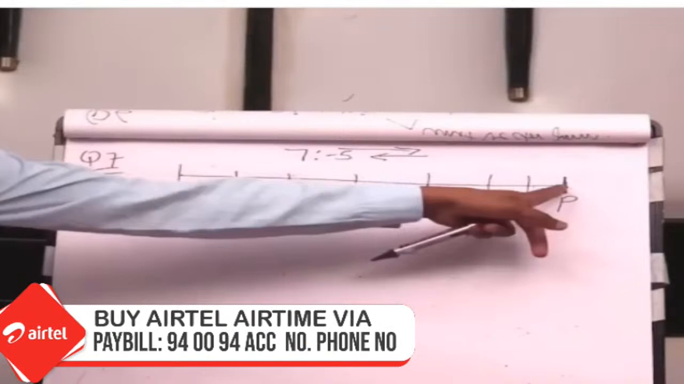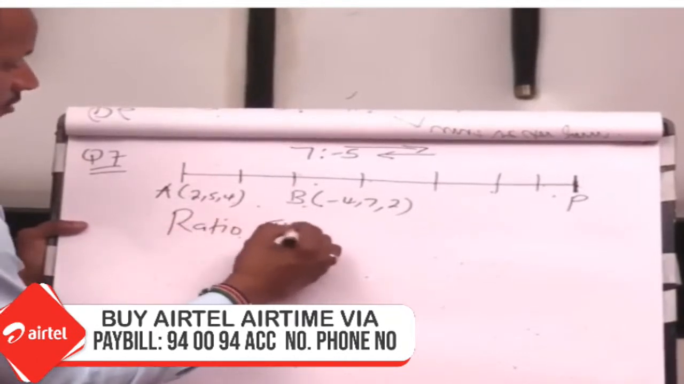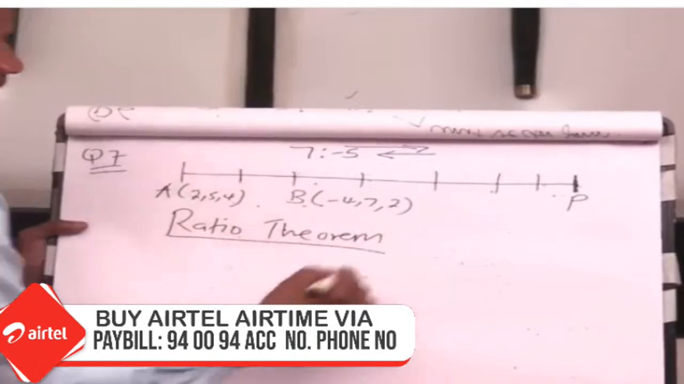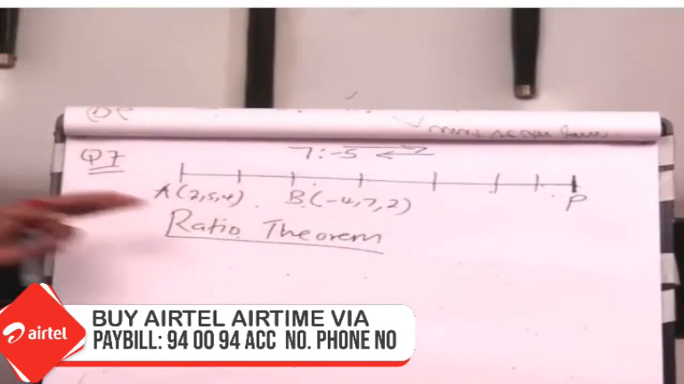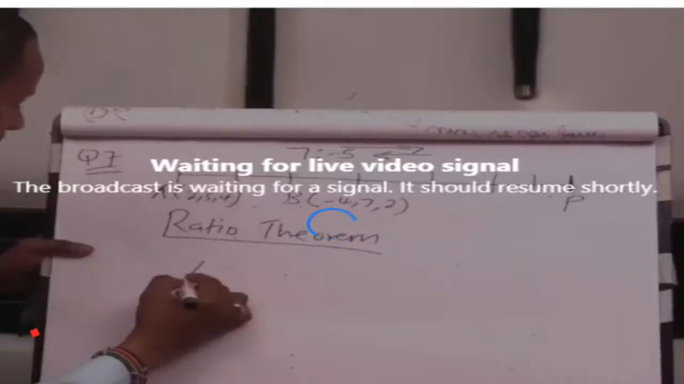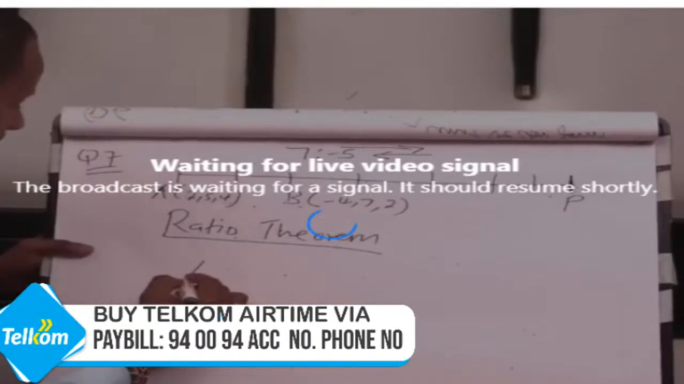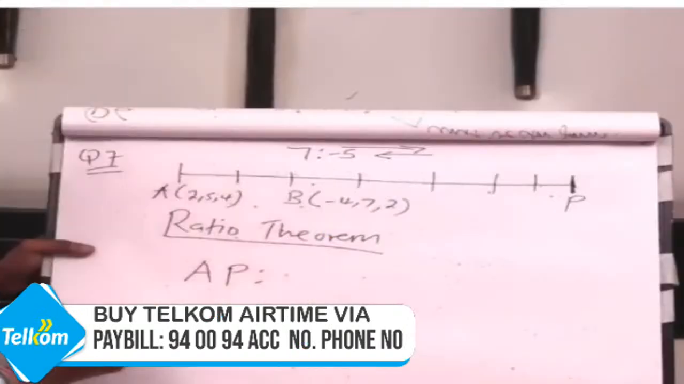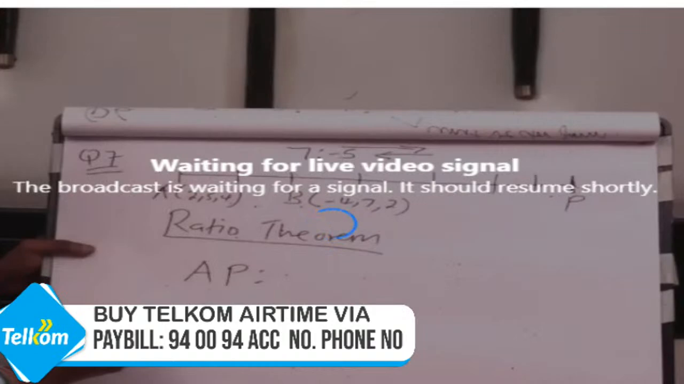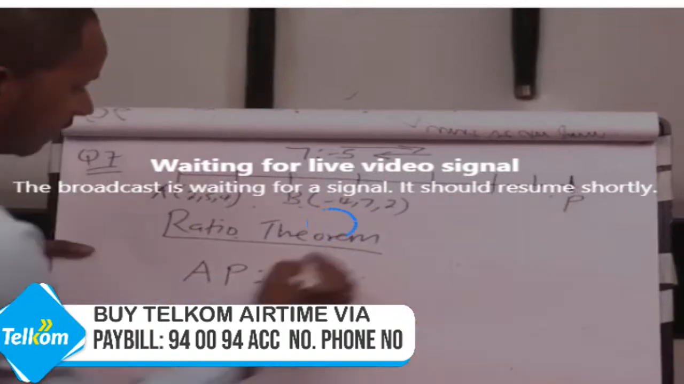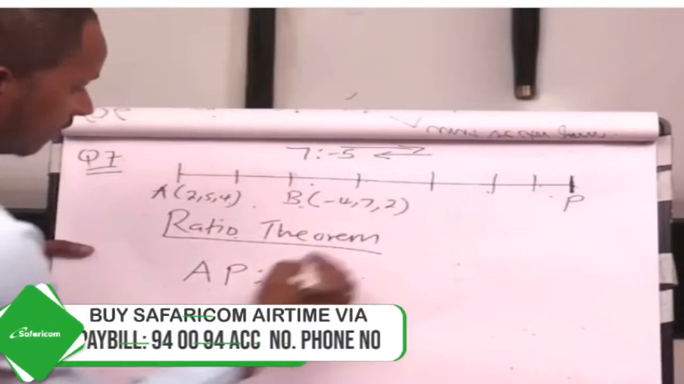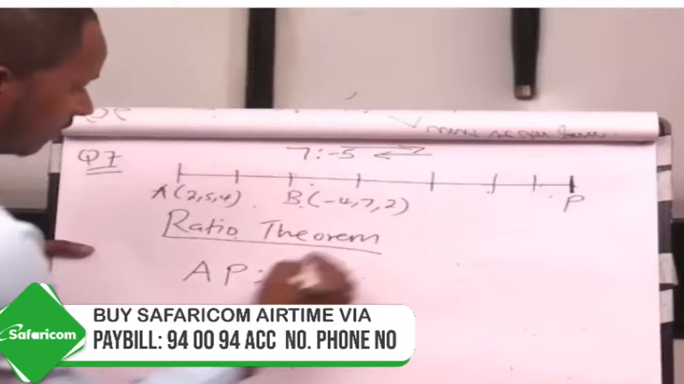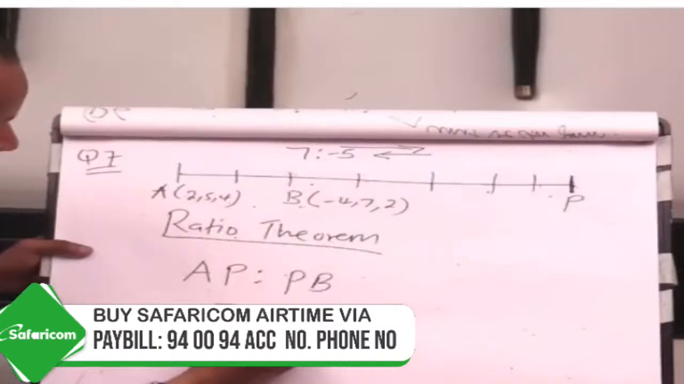The shortest way is what we call the ratio theorem. So by ratio theorem, point P divides line AB in the ratio of 5 to negative 7. Therefore, AP ratio PB is 7 to negative 5.